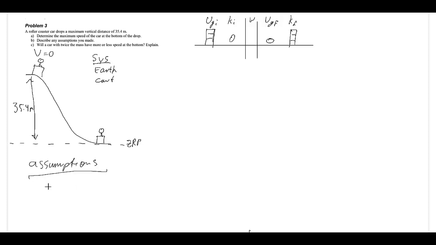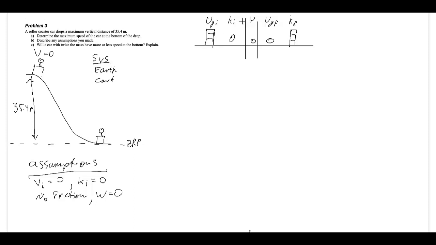I'm assuming that v initial is equal to 0, so that there's no kinetic energy. I'm assuming that there is no friction, because if there were friction, then there would be work being done on our system as it comes down, and this would not equal this. But we don't know what the friction force is here, so no friction, therefore work is equal to 0. And that's pretty much it.